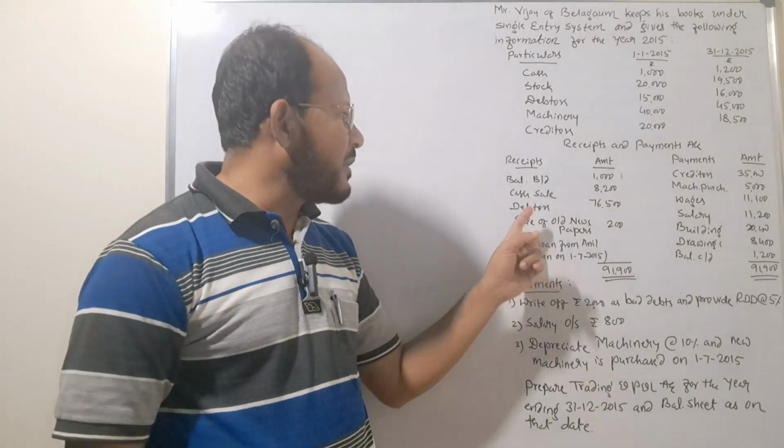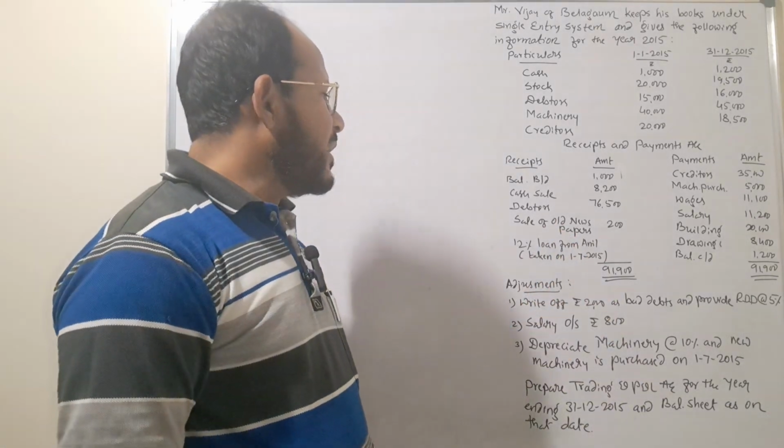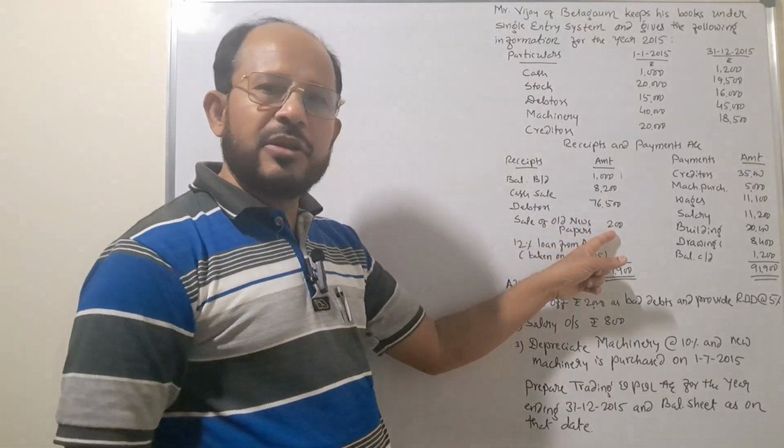Total amount of rupees 76,500 is collected from the debtors. Next one is sale of old newspapers, rupees 200.